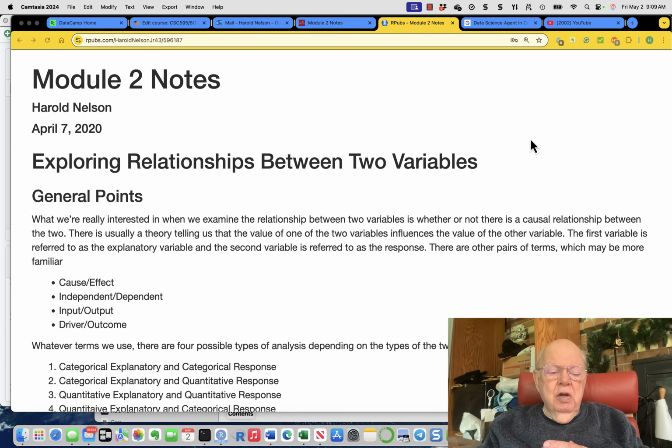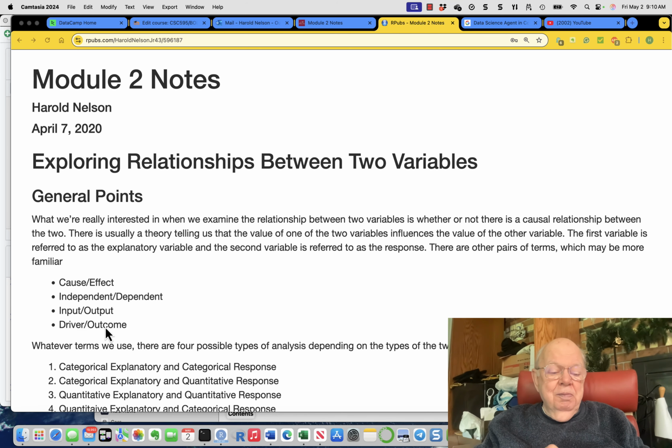In our textbook, the thing that is doing the causing, we call the explanatory variable, and the result or the effect is the response variable. So those are the words you're going to see all the time. You can also use different words, and there's, of course, cause and effect. There's independent and dependent, input and output, driver and outcomes.